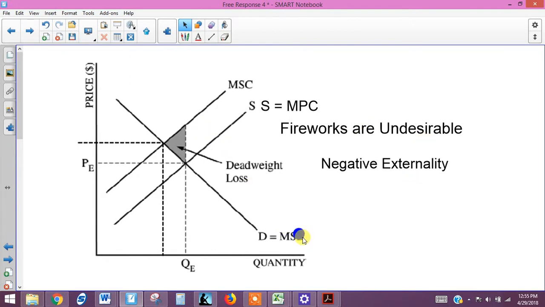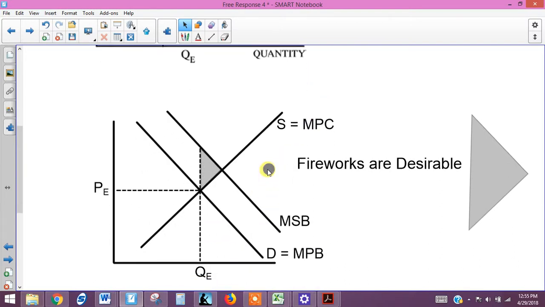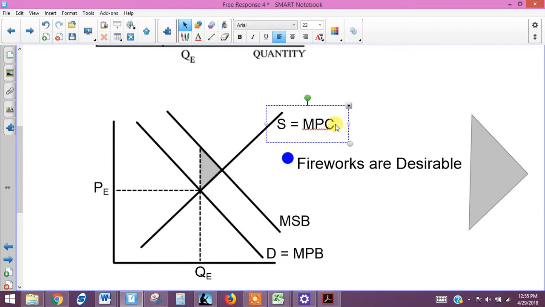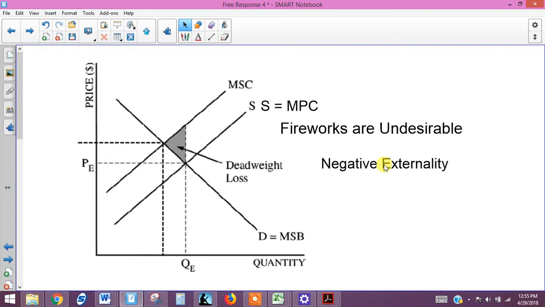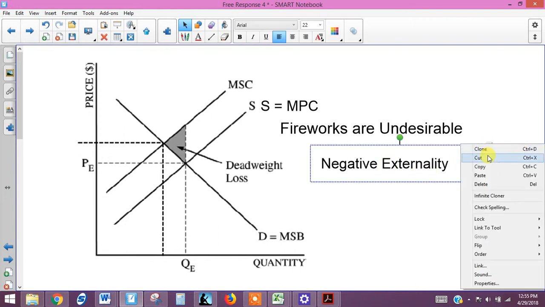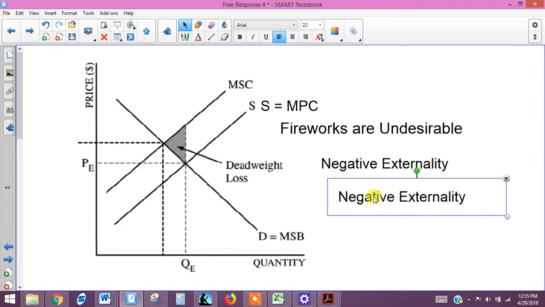Now, with the positive, let's shift down here, your marginal private cost equals your marginal social cost. So I could add right here that it equals your marginal social cost. So they're one and the same. When there is a positive externality, let me clone this real quick so we're all clear on this, right? Clone this and change this to positive, right?